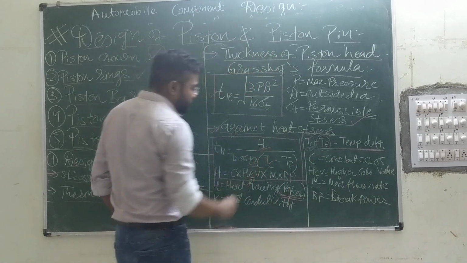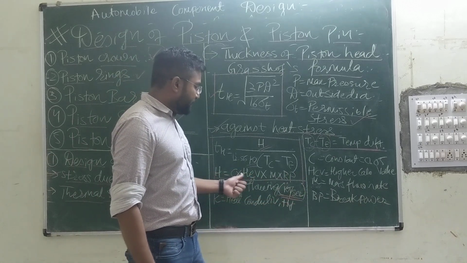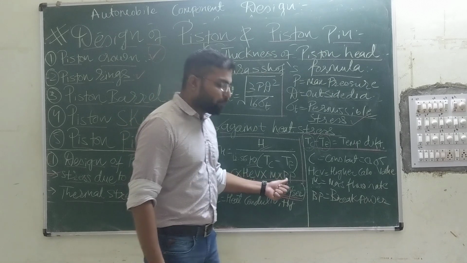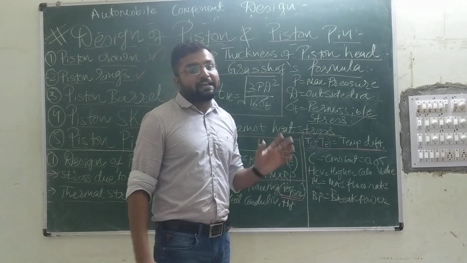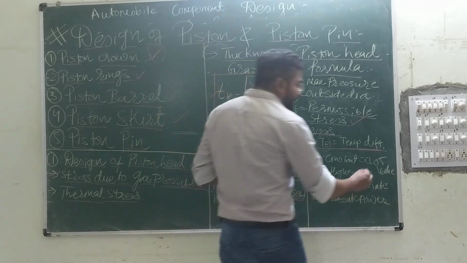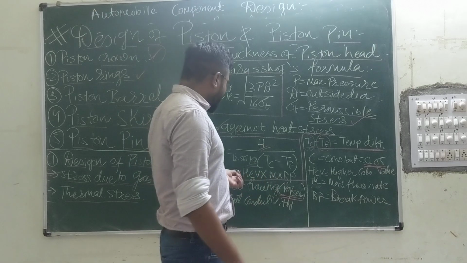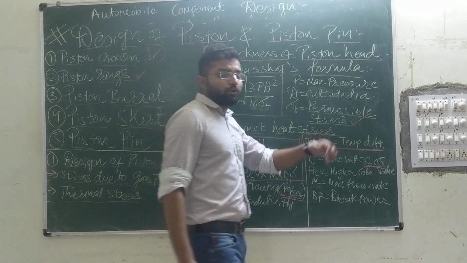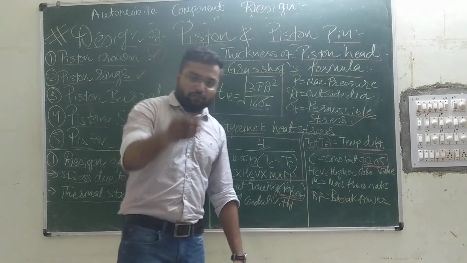How will this H, the heat flow, be determined? The equation will be C into HCV into M into brake power. Now what is C? C is a constant, the heat flow constant, and its value in each and every case we are going to take as 0.05. So C is the heat transfer constant or heat flow constant. Its value is 0.05. Clear?